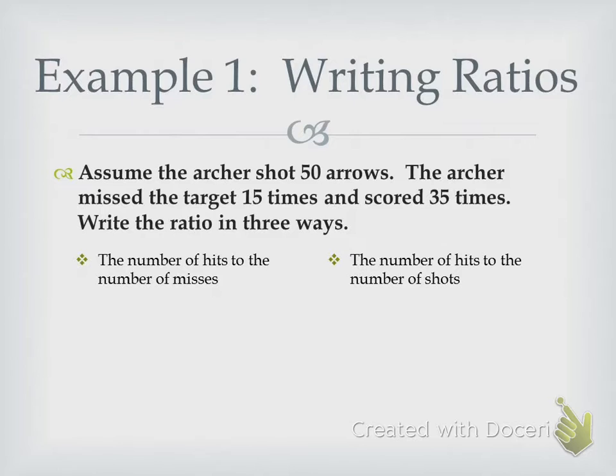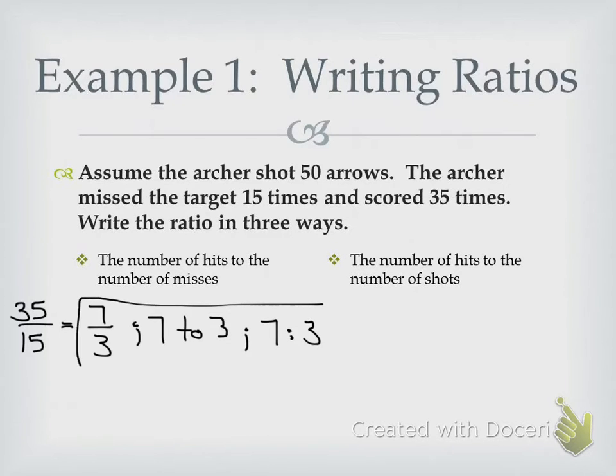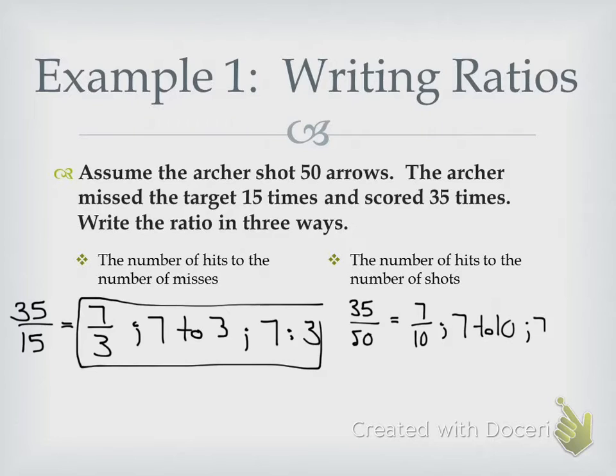All right, hits to misses is going to be 35 to 15, but that's not in simplest form. 7 over 3 is simplest form. 7 to 3 and 7:3. Okay, so that's three ways. And then number of hits to shots, that's going to be 35 over 50, which is 7 over 10, 7 to 10, and 7:10. All right, so that's how you would write a ratio in three different ways. That's the first section on your homework, and you could see that on a quiz or a test as well.